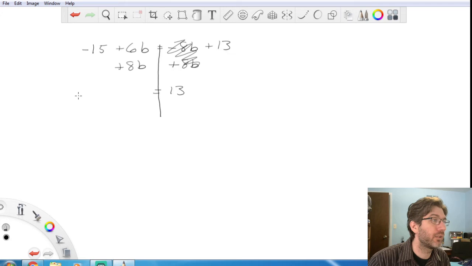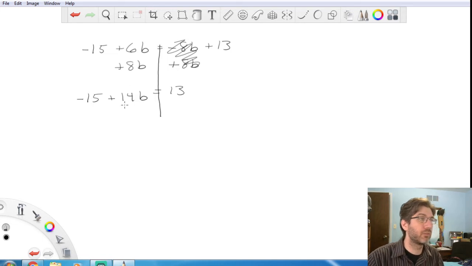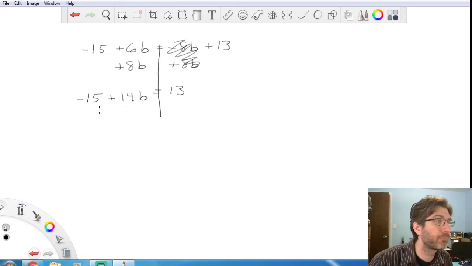Over here I have a negative 15 I'm not touching. 6b and 8b I can combine because they're like terms. So 6b plus 8b gives me a positive 14b. 6 plus 8 gives you 14. Can't do anything with the b.